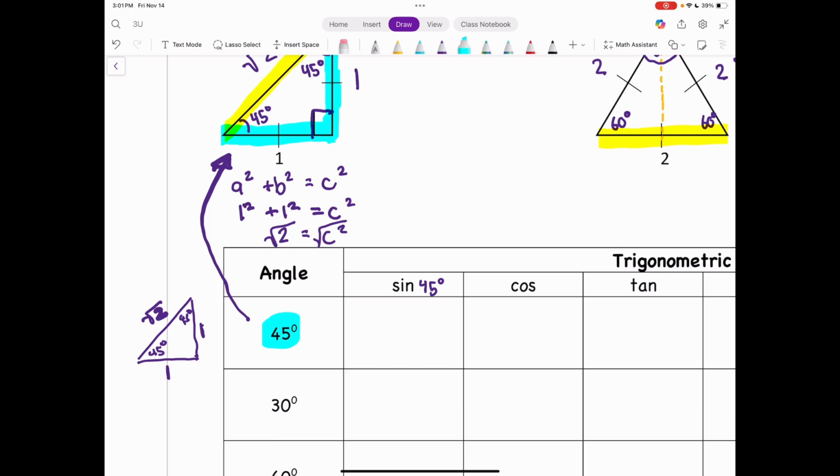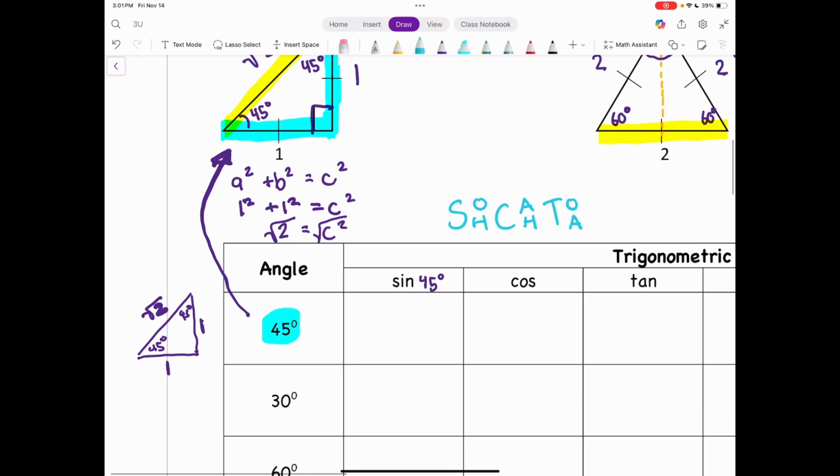Now, I need to go back to SOHCAHTOA and think, how am I going to find sine at 45 degrees? So let's say I'm looking at this 45-degree angle. It doesn't matter if you're looking at this one or this one, you're going to get the same answer. But let's look at this 45-degree angle. How would I figure out what sine of that angle is?